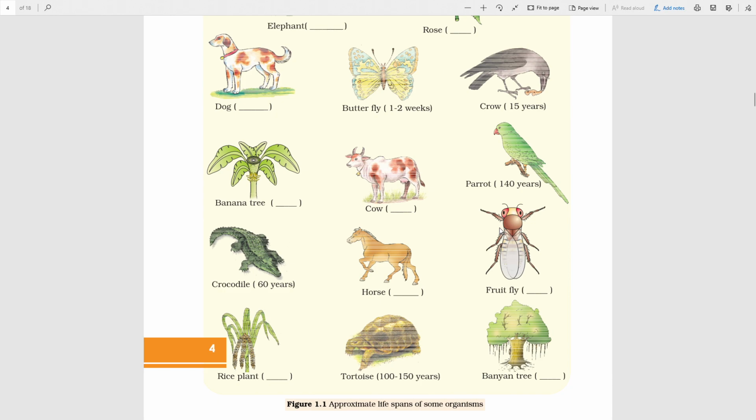Then there's the last stage, very close to death. That stage is known as aging and senescence. Now, aging and senescence are two different words. Aging means a slow, progressive deterioration.